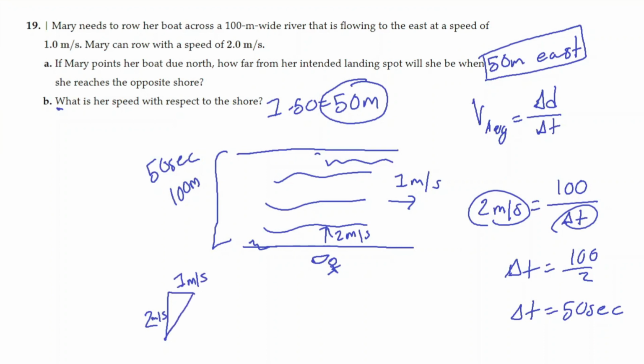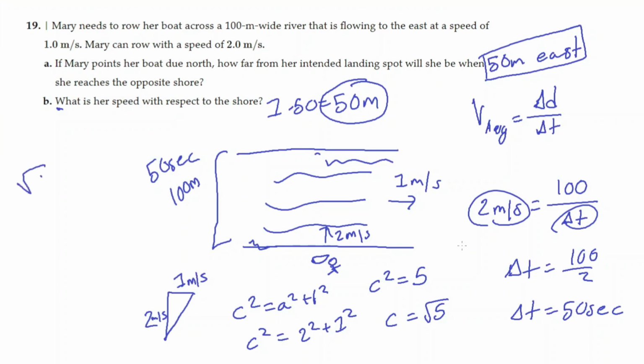So we're just going to use the Pythagorean theorem here. So if you remember, c squared equals a squared plus b squared. So we're going to have c squared is equal to 2 squared plus 1 squared, in which c squared is equal to 5, and c is going to be equal to square root of 5. So her speed with respect to the shore is going to be square root of 5 meters per second.